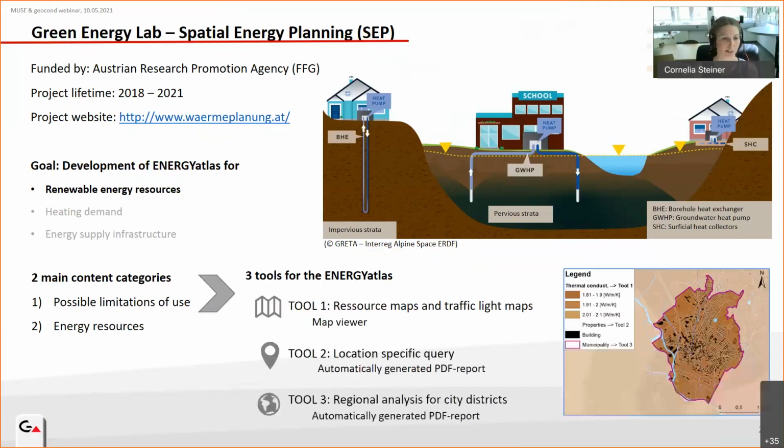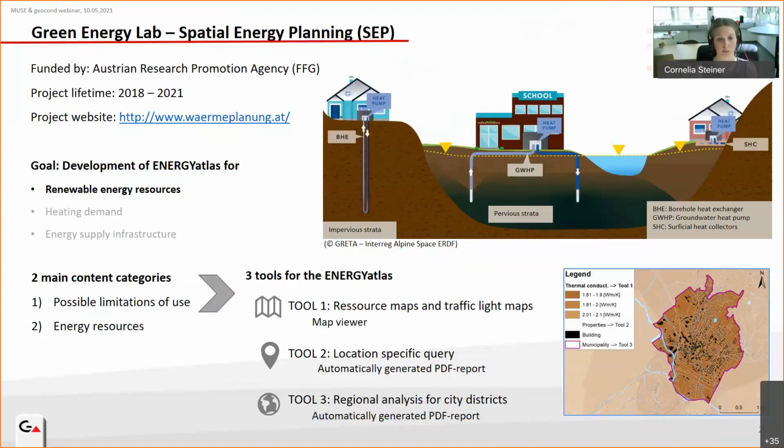And those two categories are going to be provided in three tools for the Energy Atlas. Tool number one is a map viewer that shows resource maps and traffic light maps. Tool number two is a location-specific query that focuses on properties. So if the user clicks on a property, then he or she will get an automatically generated PDF report that summarizes all information from tool number one, but also some specific calculations for the properties.